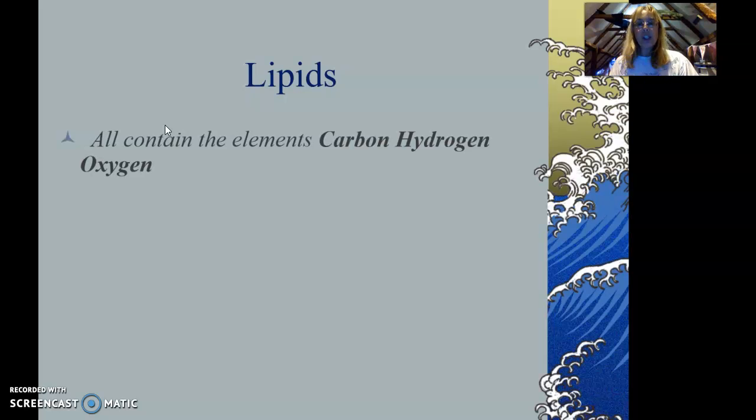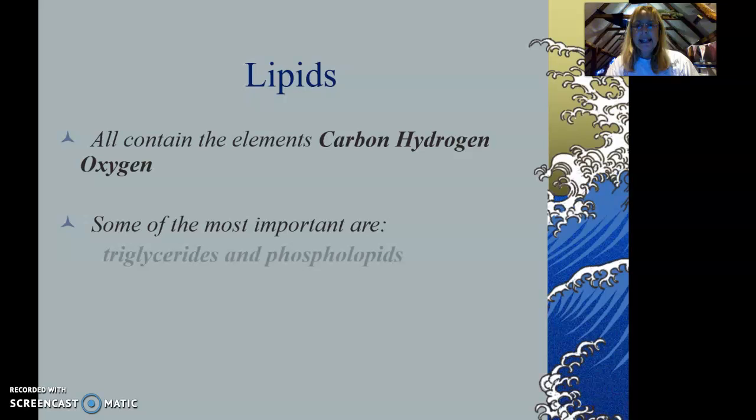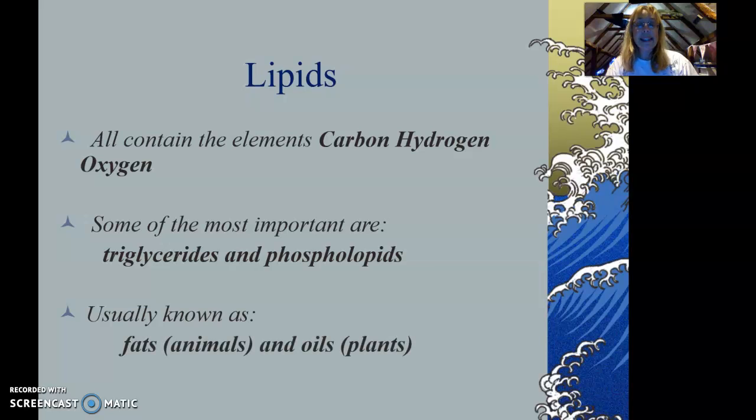So we've looked at carbohydrates, we're looking at lipids now, and then the next family will be proteins. All lipids, just like carbohydrates, contain carbon, hydrogen and oxygen in their molecules. And some of the important examples of lipids that we are going to study are triglycerides and phospholipids. And they are usually known as fats if they're found in animals, and oils if found in plants. Pause the video to copy this down.